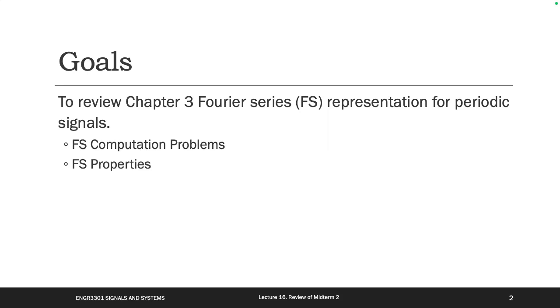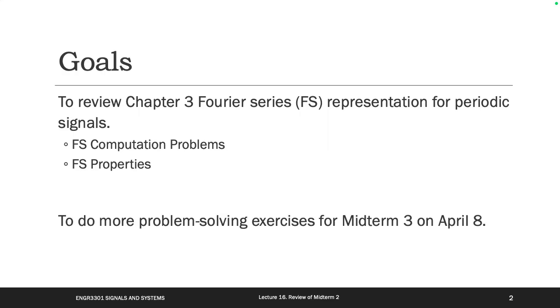And then we learned a lot of FS properties. What's the purpose of these FS properties? Do you remember? To help us get the FS coefficients easily and simply. Okay.